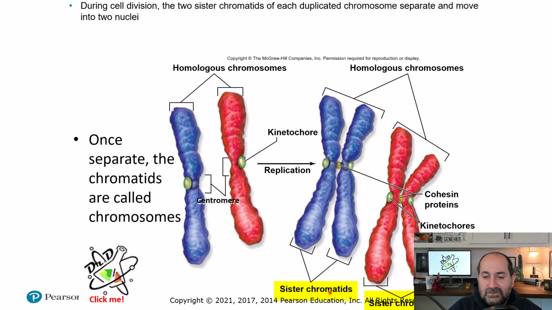Sister chromatids. So I need you to really, really understand this. I want you to understand the difference between homologous chromosomes and sister chromatids. So I just want to take you to the board to really drive this home, and then we'll be right back here to talk a little bit more about important features of this process.